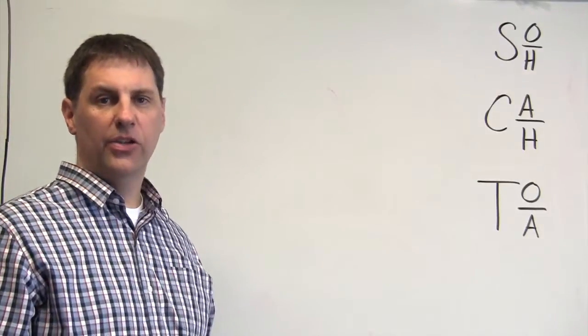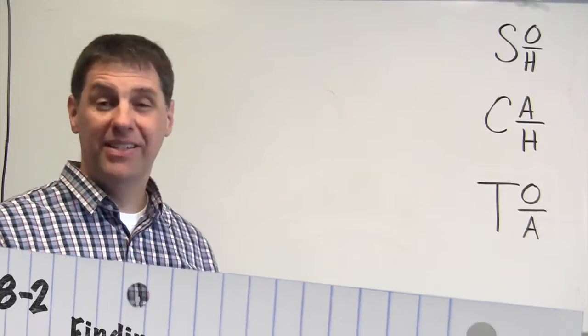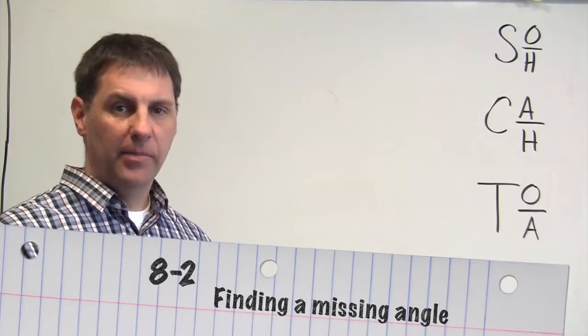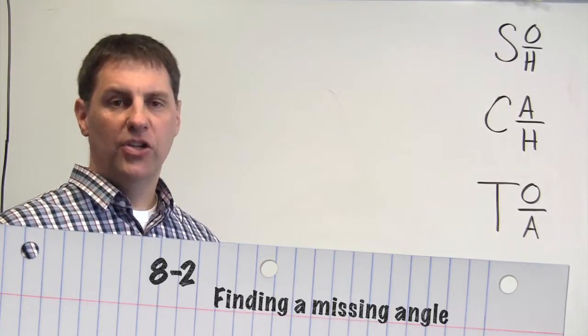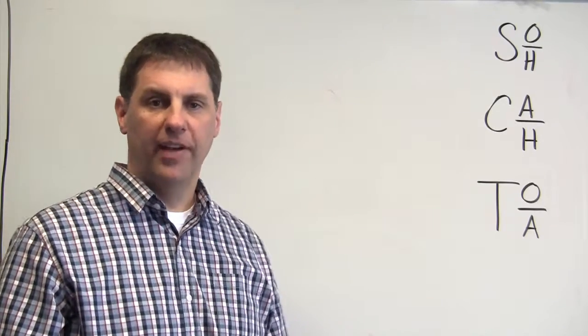Okay, the second way you're going to use trigonometry to find missing parts of a right triangle is to find a missing angle. And the thing to remember here is the process is a little bit different, but setting up your equation is exactly the same. So let's try this example to find a missing angle.